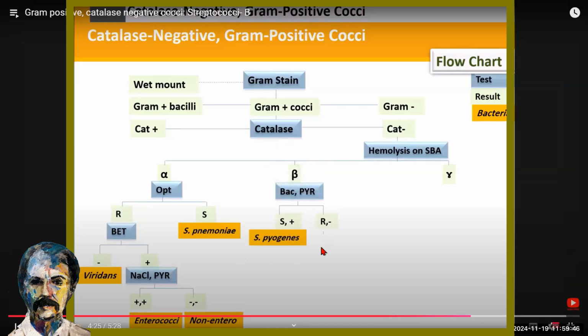If it's bacitracin resistant or Pyr negative, then you have to proceed with another two tests, CAMP test and hippurate test. We have a lab on CAMP test, but not hippurate. If it's CAMP test positive, then it's agalactiae. If it's hippurate positive, it's also agalactiae. So you can use either of these. You may use both of them if you like, but one of them is enough.